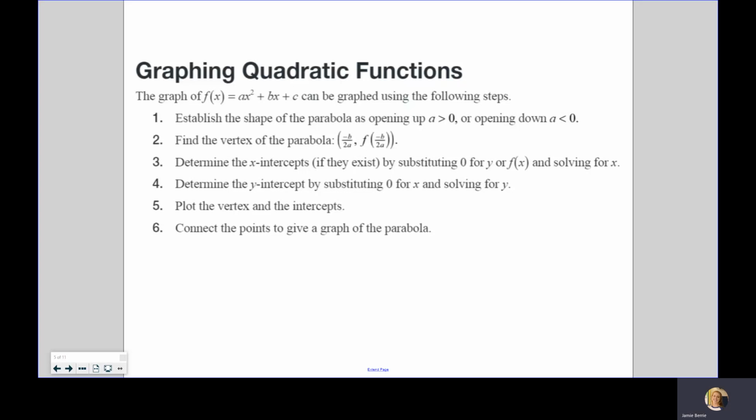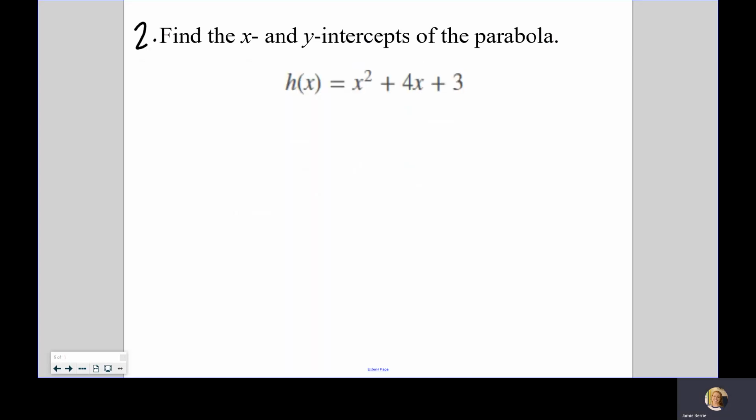All right, so we'll do one of these on our homework here. So let's go through an entire example where we graph a quadratic function. All right, so first we're going to practice finding the x and y intercepts. I wanted to show you an example of that before we actually graph one. All right, so this is number 2. It says find the x and y intercepts of the parabola.